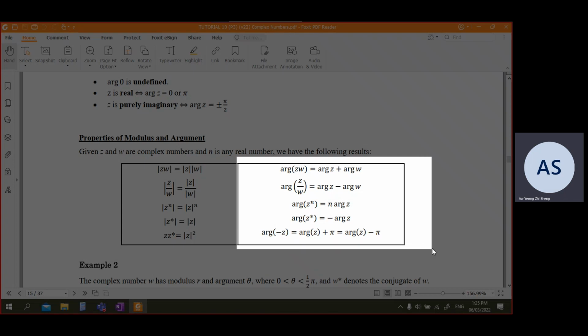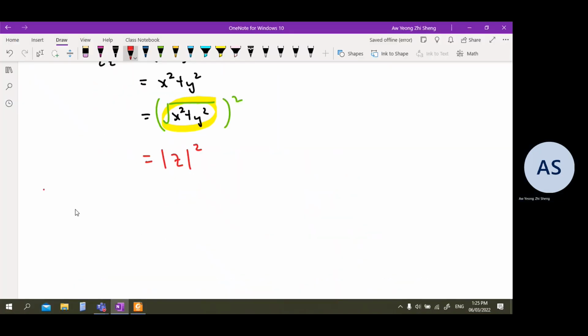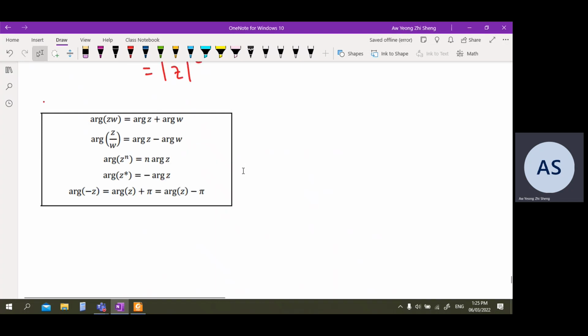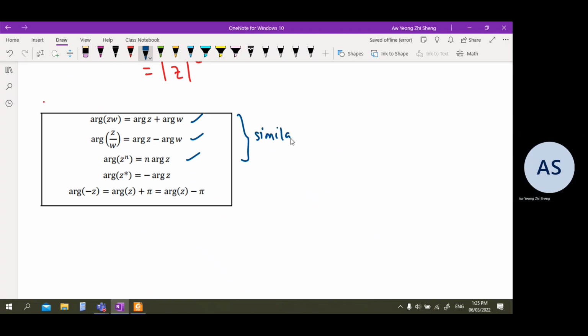Okay, then what about properties of argument? One very quick way to remember the properties of argument is that a lot of these properties are similar to the law of logarithm. So if you can memorize the law of logarithm, you would find this, and this, very easy to memorize. Okay? So these are similar to the law of logarithm.